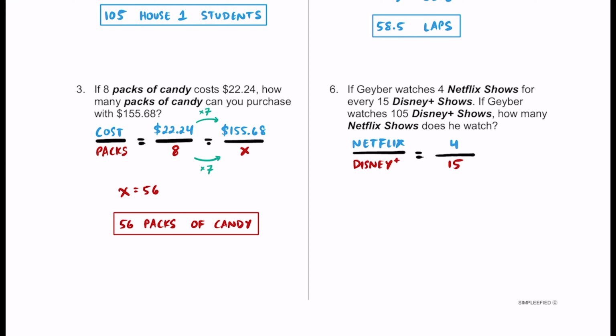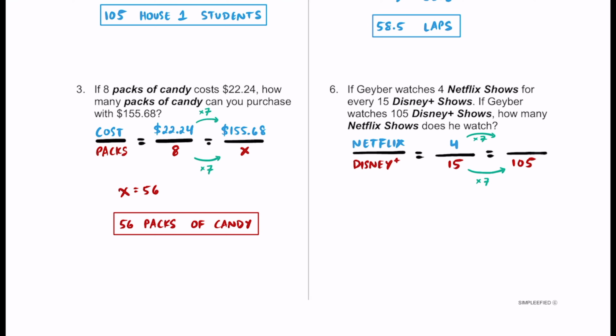Now it says that what if he's going to be watching 105 Disney Plus shows? So where does that 105 go? Well, let's put it on bottom where we have the Disney Plus shows. Now we have to figure out how do we get from 15 Disney Plus shows to the 105 Disney Plus shows. Now, if you're not sure how many times 15 goes into 105, then use long division. Again, I can do this one in my head, so I'm going to go ahead and do so. I know it's 7 times more of these shows. If you need to write it down though, then feel free to do so.